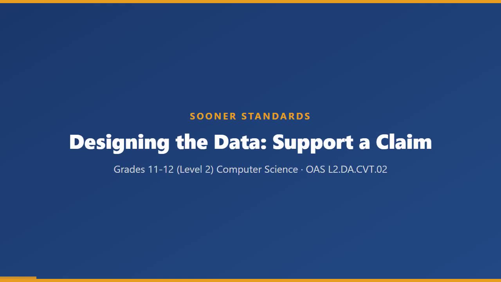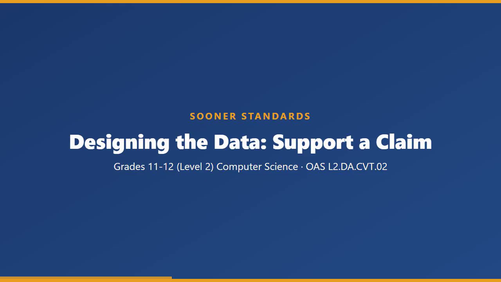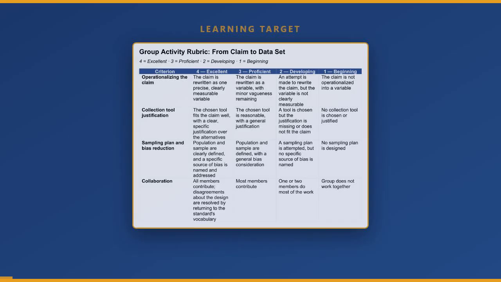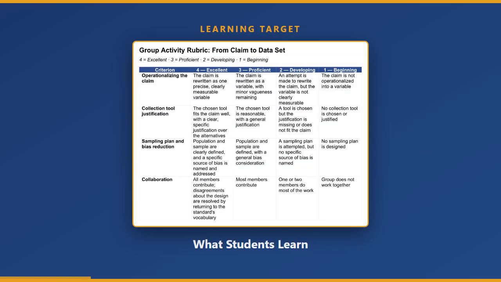From Sooner Standards, Designing the Data, Support a Claim, a complete grades 11 to 12 Level 2 Computer Science Unit for Oklahoma Standard L2.DA.CVT.02. Students learn to design a plan to generate a data set that supports a claim by choosing an appropriate collection tool, defining a population and sample, reducing bias, and selecting an analysis technique to evaluate the evidence.